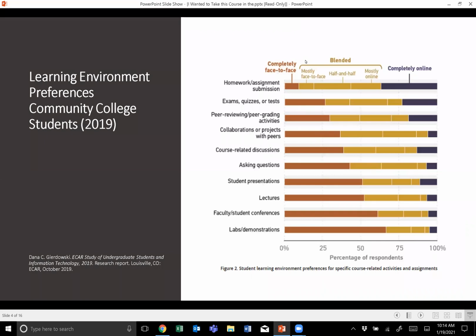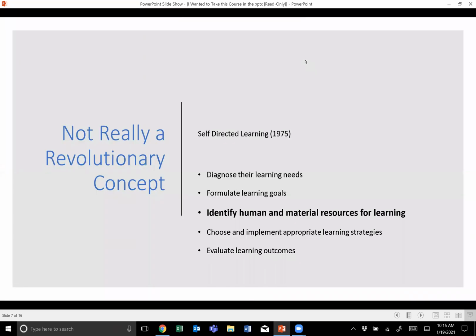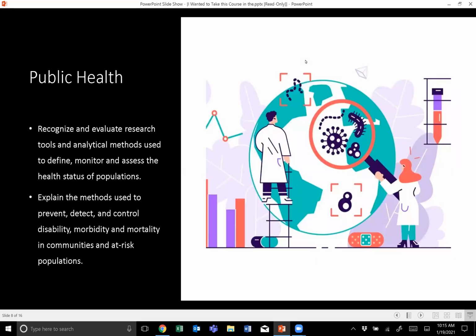But it also corresponds with, I'm going to backtrack a little bit right here, what do they want? Asking questions, what do they want to know from me when we look at what they're going to do in the course? So public health has a couple of different learning objectives. These were the two that I'm going to give you some examples about. One is recognizing and evaluating research tools. So we're talking about being able to utilize search engines and that sort of information.